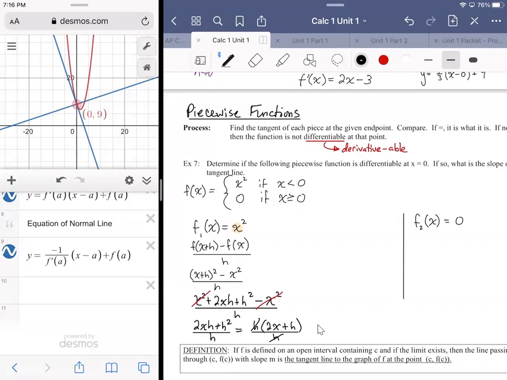So then if I want my derivative, I'd find the limit as h approaches 0 of 2x plus h, and that would be equal to just 2x. So this I'm calling f sub 1 prime of x would be equal to 2x, because that's the first piece of the piecewise function. All right. Now, the second piece, that's a little bit more.